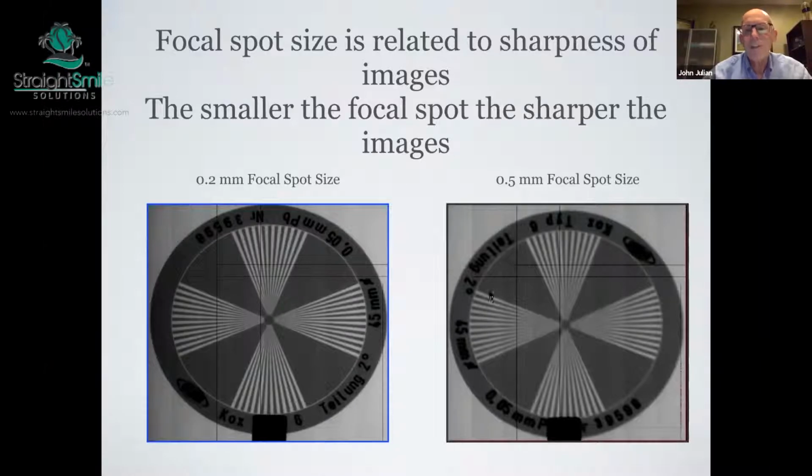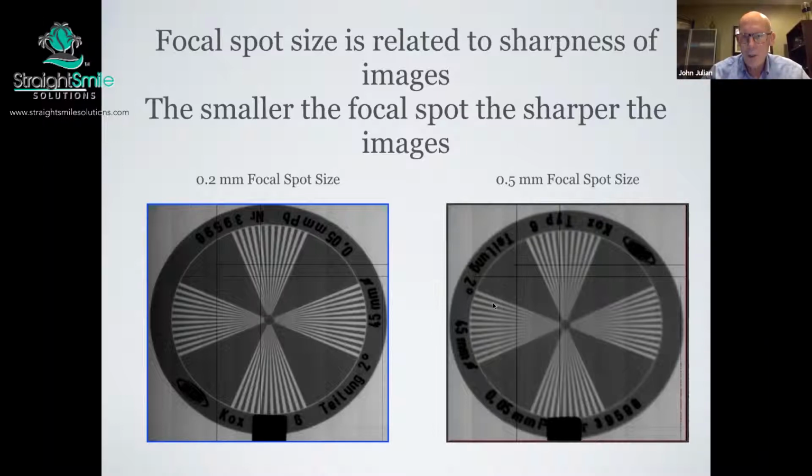So we've got two images here, and if you'll notice, one image is sharper than the other, the left-hand side image. If you look above the image, it says 0.2 millimeter focal spot, and on the right, 0.5 millimeters focal spot. There's many technical aspects to a cone beam, and those technical aspects determine the better cone beams from those that are maybe not quite as good.